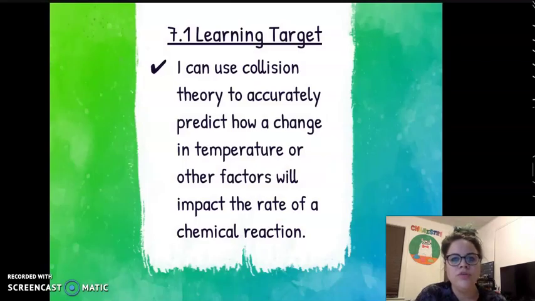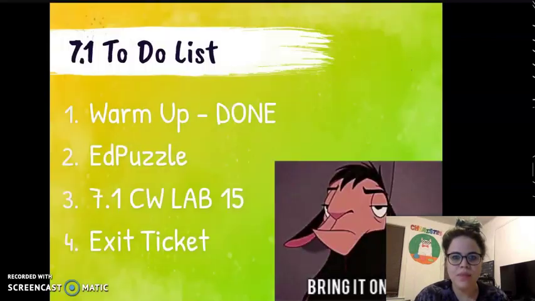So your learning target for today: I can use collision theory to accurately predict how a change in temperature or other factors will impact the rate of a chemical reaction. That will make more sense once we learn what collision theory is today.